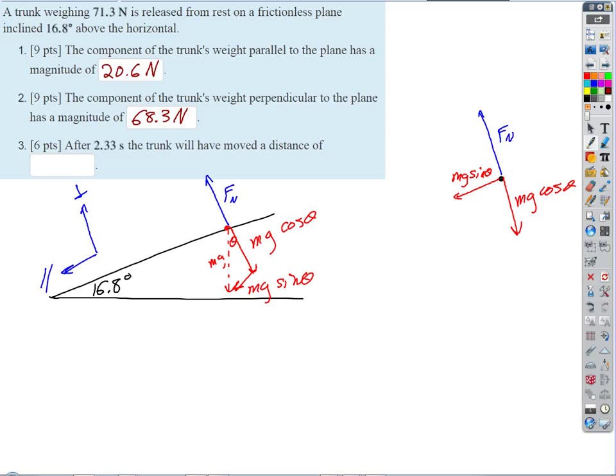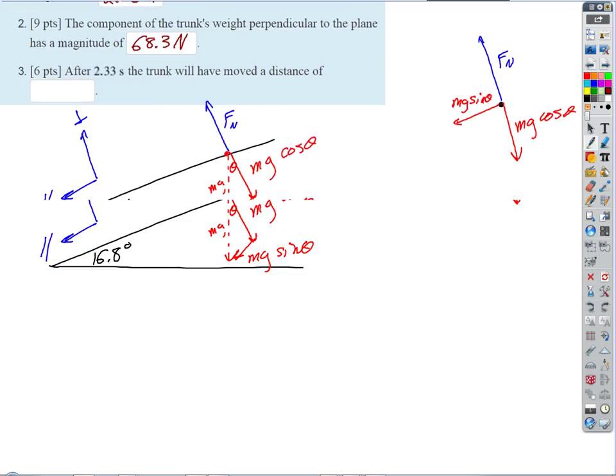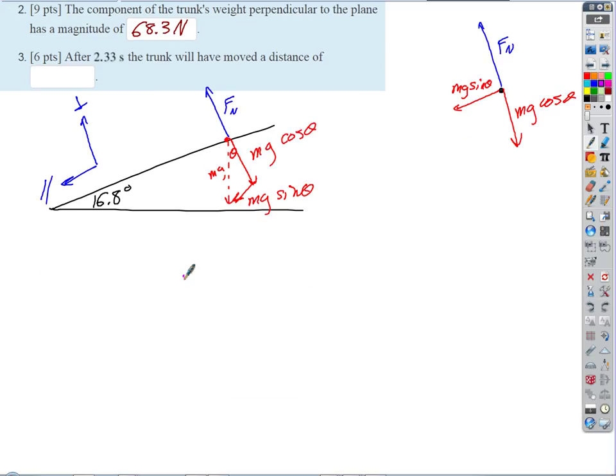What's the net force acting in the parallel direction? mg sine theta. That's it. There's only one thing, right? So then our equation of motion is pretty simple here. It's just going to be mg sine 16.8 equals, net force is equal to what? ma. Right? So the m's I can cancel. And a is just equal to g sine 16.8. Okay, so that'll be a calculator number.